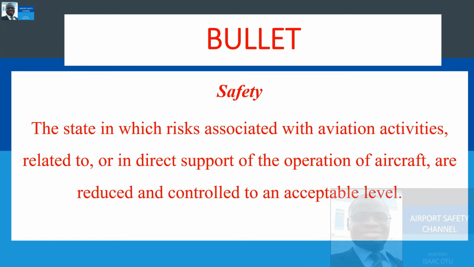Great work. Thank you for coming this far. Our bullet for today is safety. The definition for aviation safety is the state in which risks associated with aviation activities related to or in direct support of the operation of aircraft are reduced and controlled to an acceptable level. This is how we define safety in aviation. Therefore, when identifying hazards in your operations, consider how the hazard impacts on aircraft or direct support of the aircraft operations.